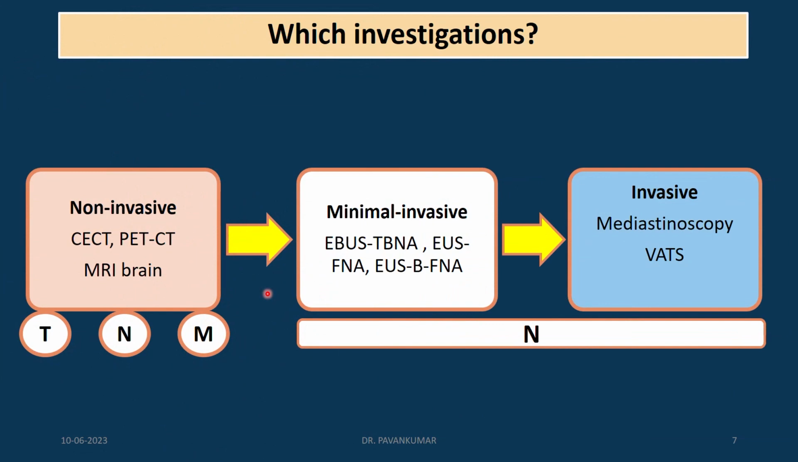The commonest investigations available for lung cancer management: you will do a CECT or a PET scan for your patient, and do an MRI brain to look for metastasis. It will tell you about the T and M, that is, definitely tumor size as well as metastatic site. But for nodes, it will only tell you that there are nodes and they are lighting up on the scan.